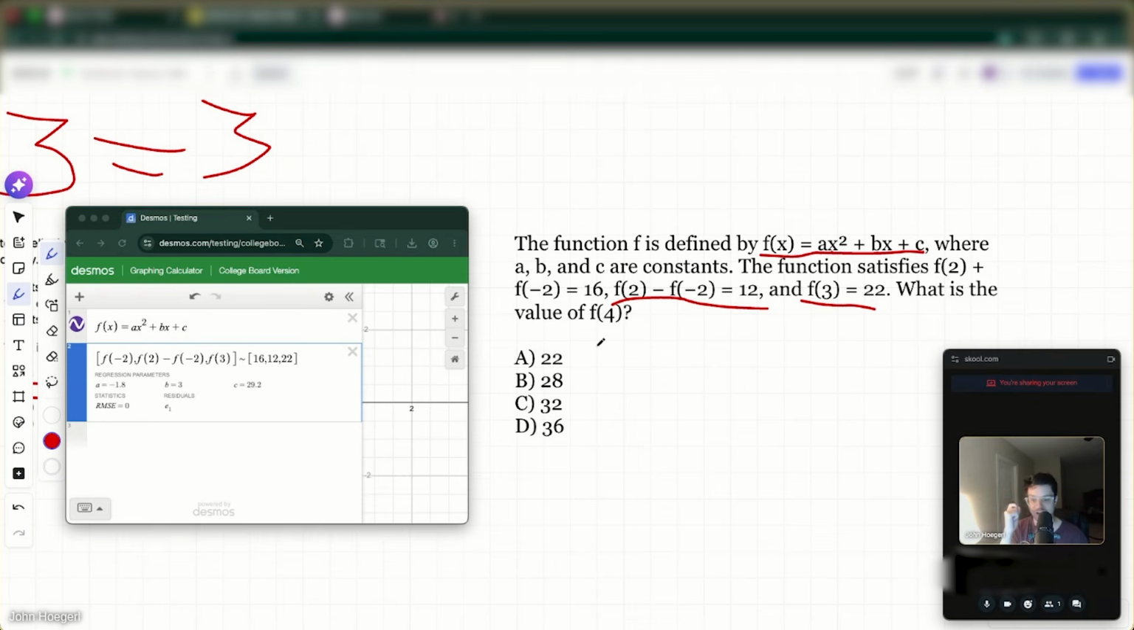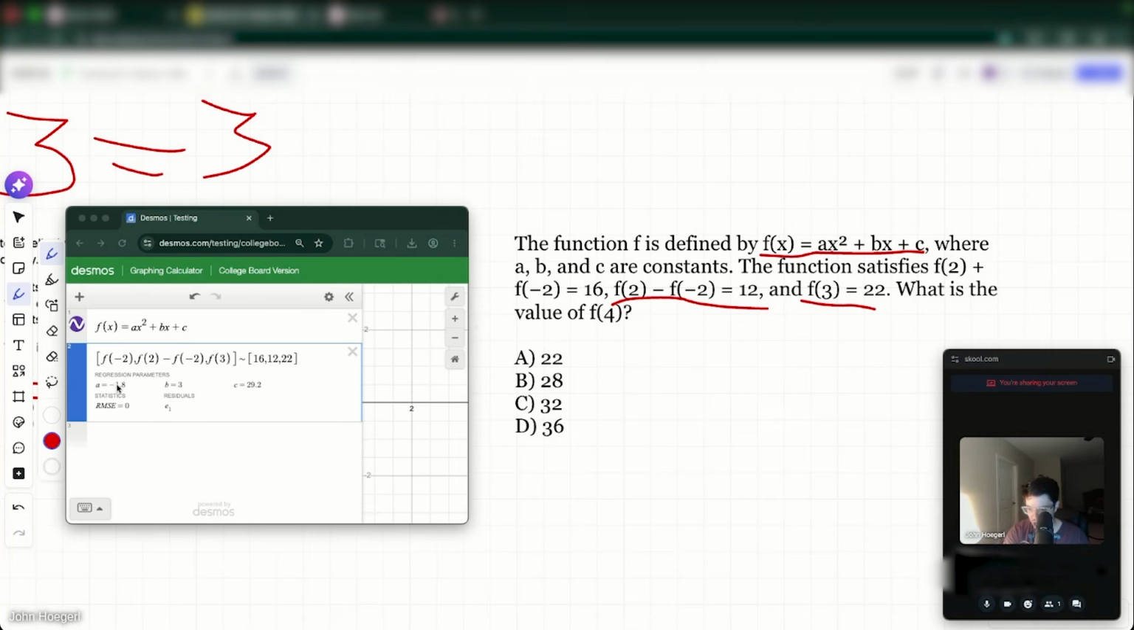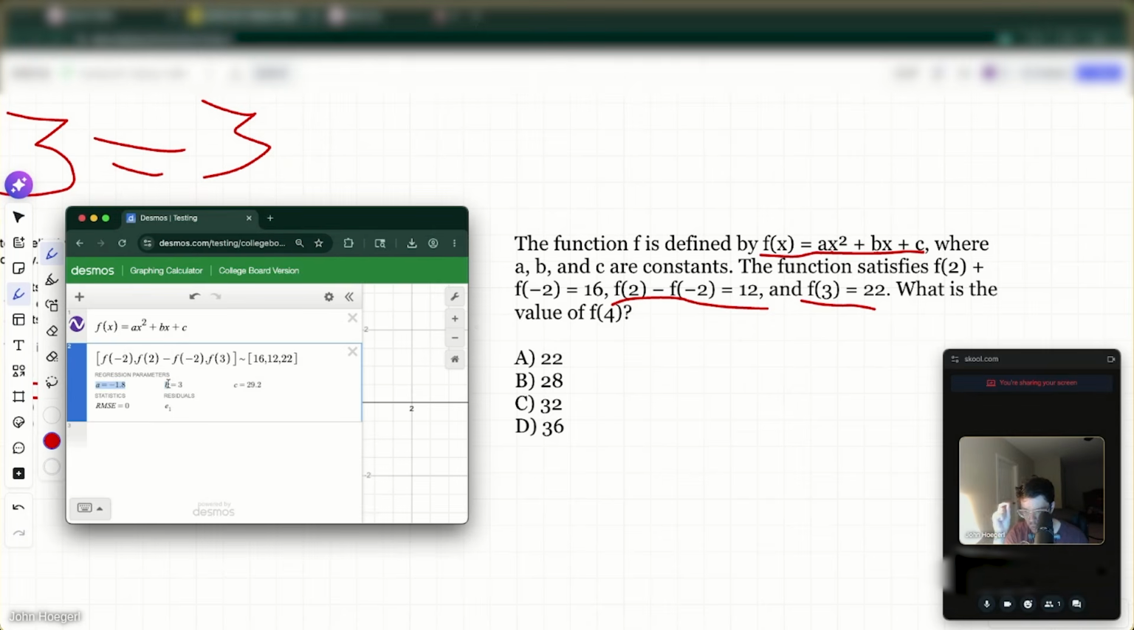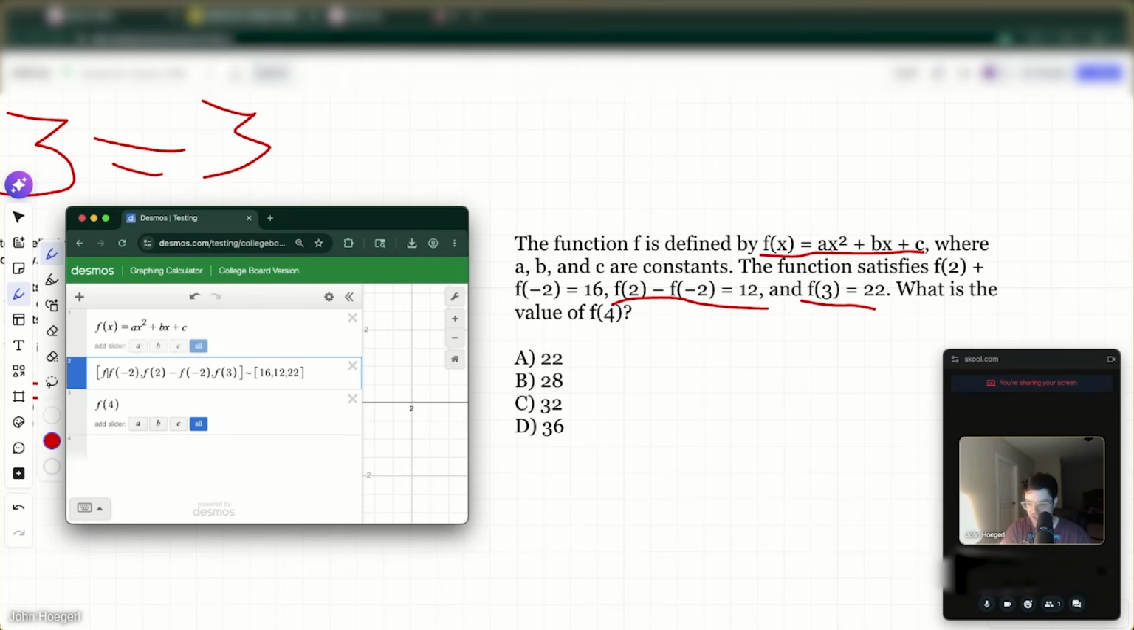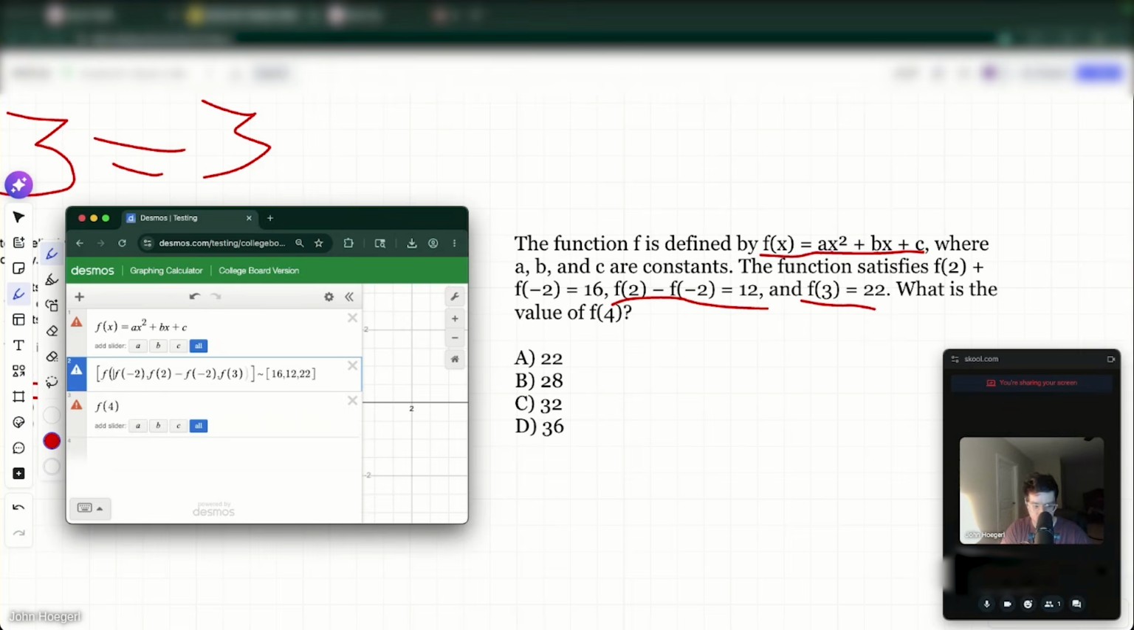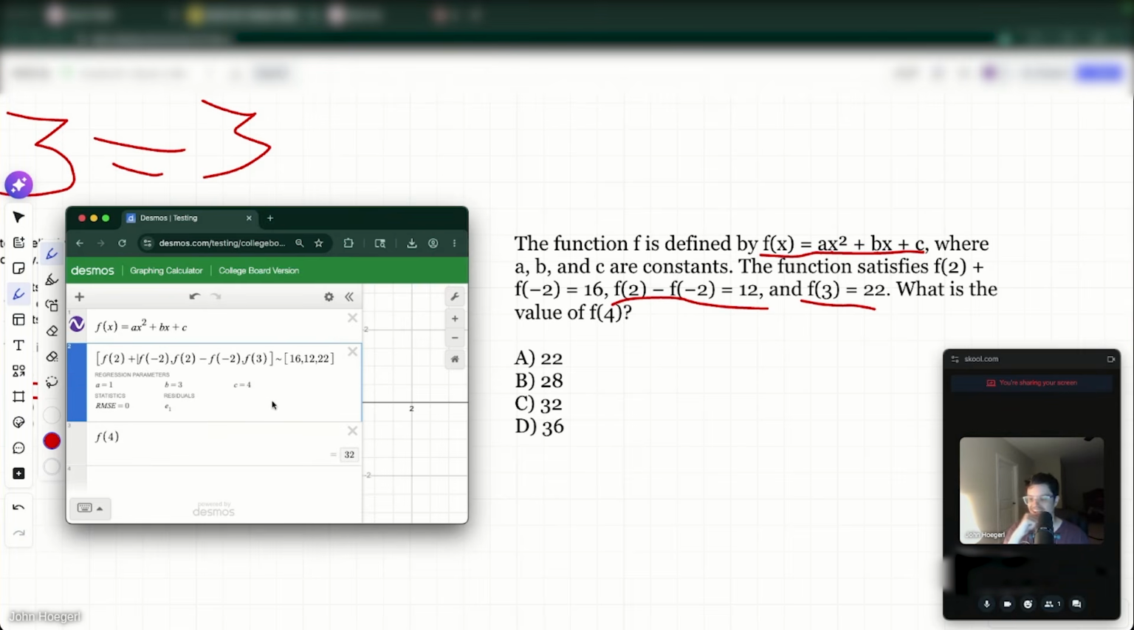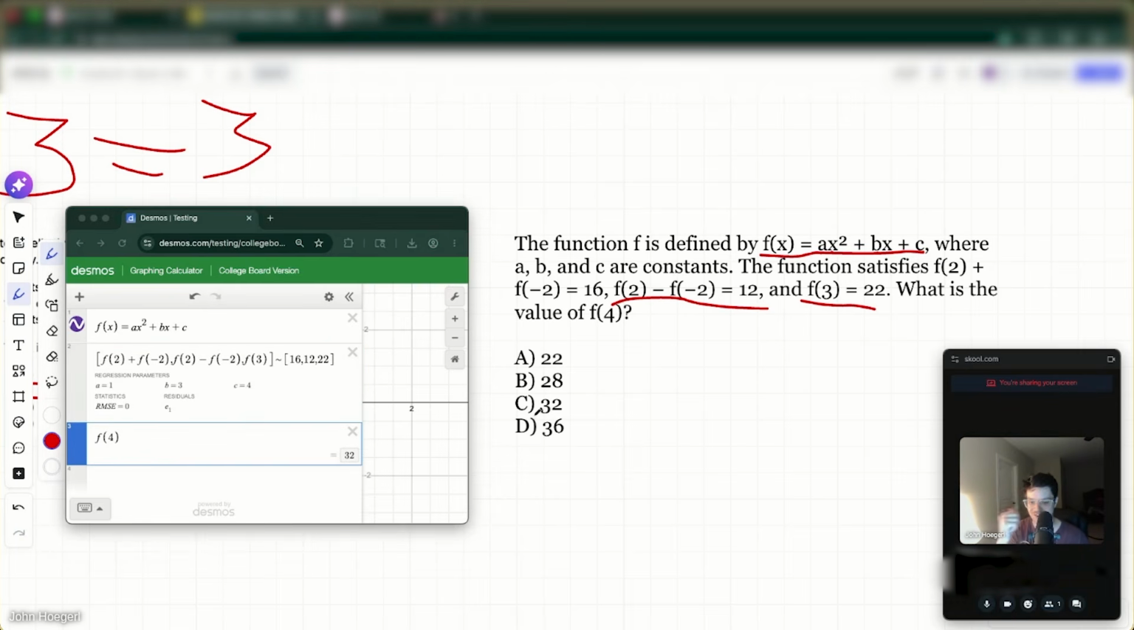It's asking us, what is the value of f of 4? So as you'll notice here, it actually gives me what A would have to be, what B would have to be, and what C would have to be, considering this. Oh, wait, actually, no, okay. It was just because I messed up this. Okay, f of 2 plus that. Okay, now it actually works like normal. So yeah, 32 is what I'm getting here, and that would be the answer for this problem.